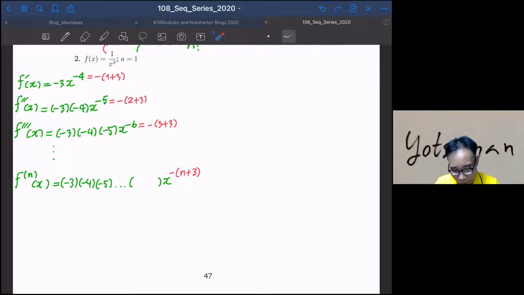So if this one is negative n plus 3, the thing that you can do is, would this guy be negative n plus 4? Sorry, plus 2. Okay, it should be one step smaller. So in this case, it's going to be negative n plus 2 instead, okay? And it is correct actually. So that is going to be that guy.